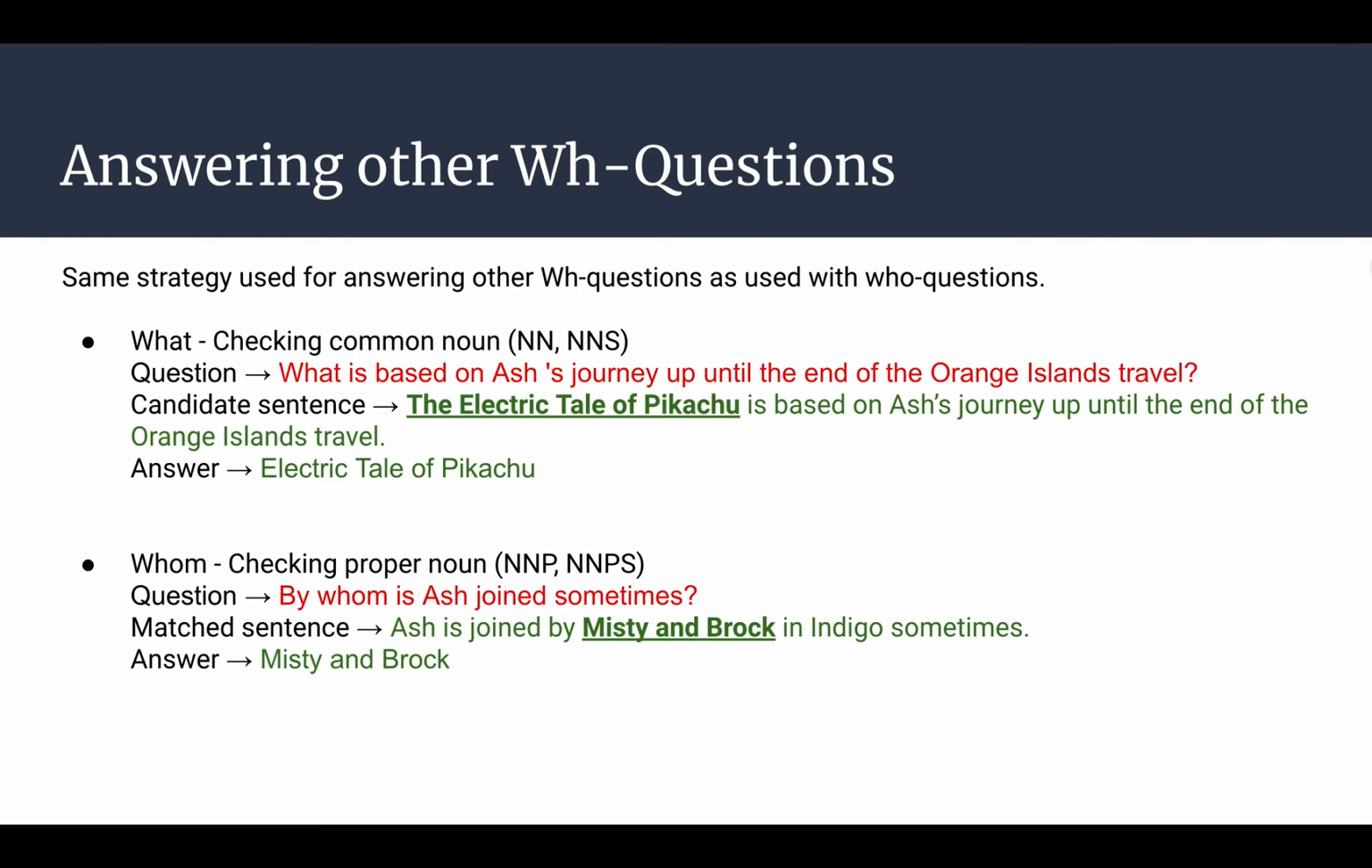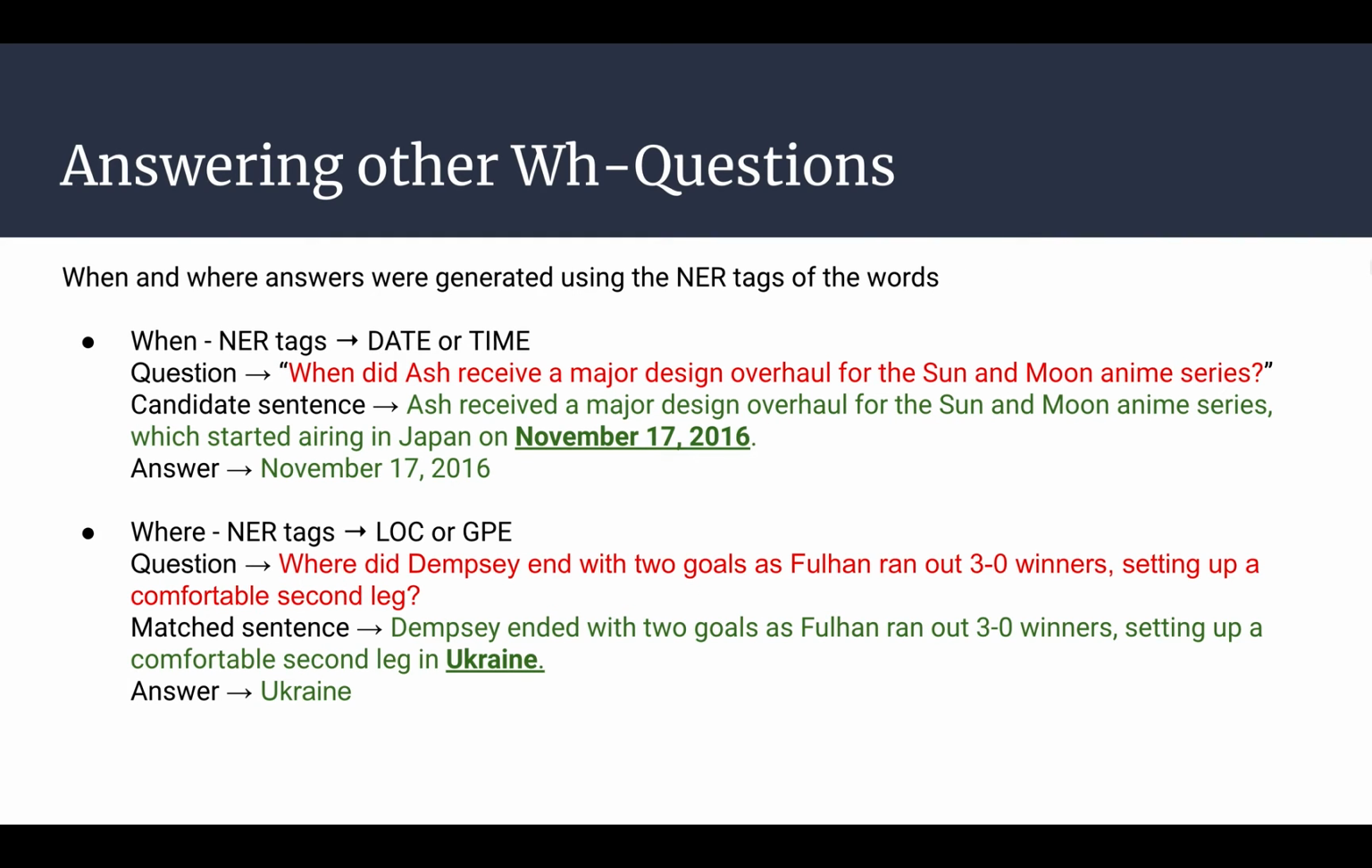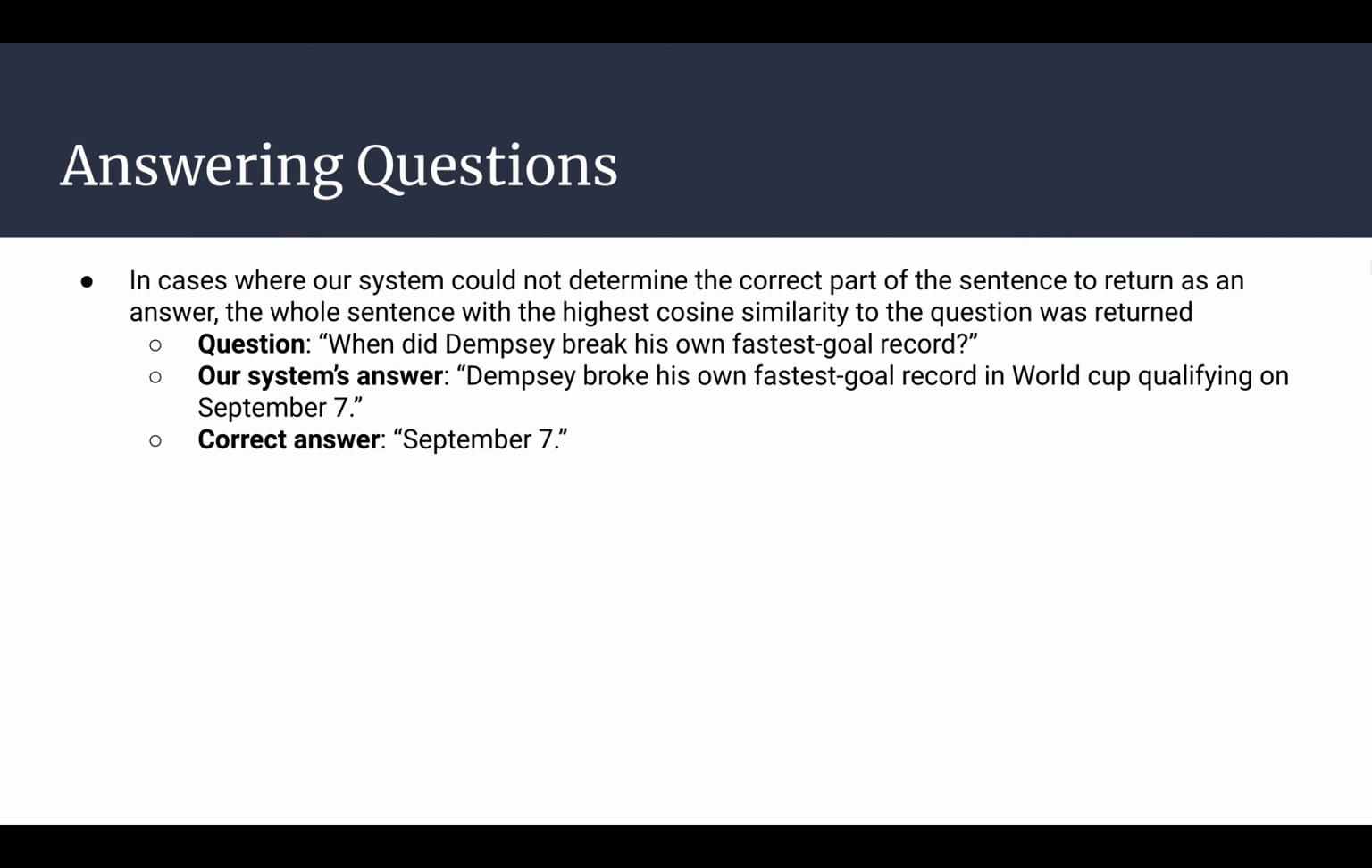We use the same strategy for other WH questions, where what questions require us to check the common noun tag, and whom questions check the NNP or NNPS tags. When and where require us to use NER tags, where for when questions we look for date or time, and for where questions we look for LOC or GPE.